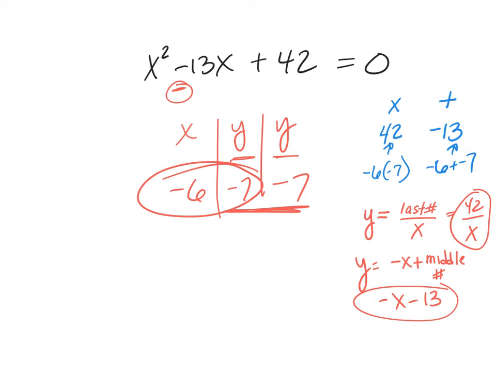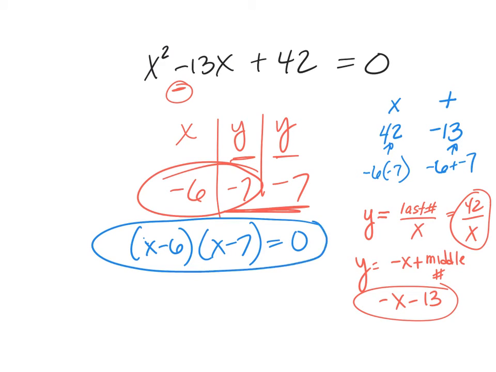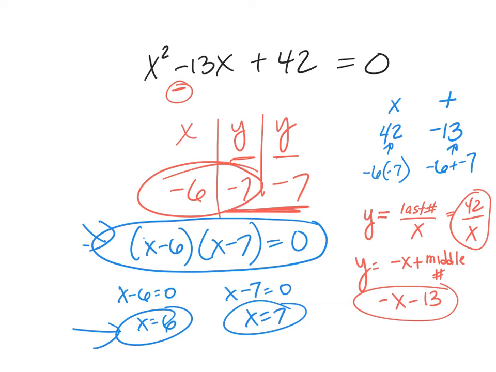Since negative 6 and negative 7 are the numbers, we can move in for the kill and put x minus 6, x minus 7 equals 0. And then you make each one of those equal to 0. So this is the first answer I want. The second answer would be x minus 6 equals 0, x equals 6, and x minus 7 equals 0, x equals 7. Now, if you graph this original equation, it should hit the x-axis at 6 and 7. So you can also test it that way to make sure you're right, okay?